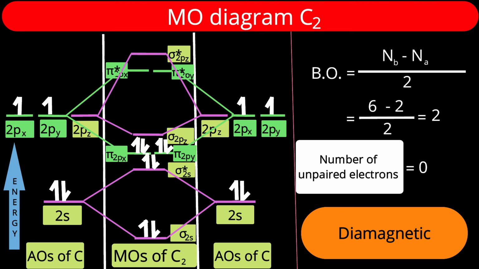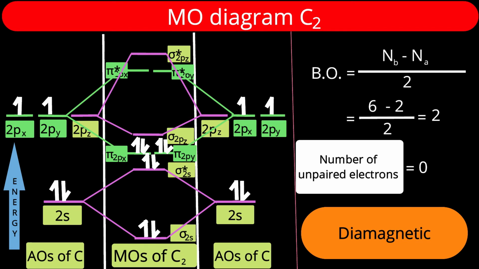And in anti-bonding orbitals, how many electrons are there? 2. In which orbital? Yes, the σ*2s orbital, 2 electrons are there. So what is the answer for bond order? It is 2. It means a double bond is there in the carbon molecule. Let us elaborate that double bond. How many sigma bonds and how many pi bonds are there?